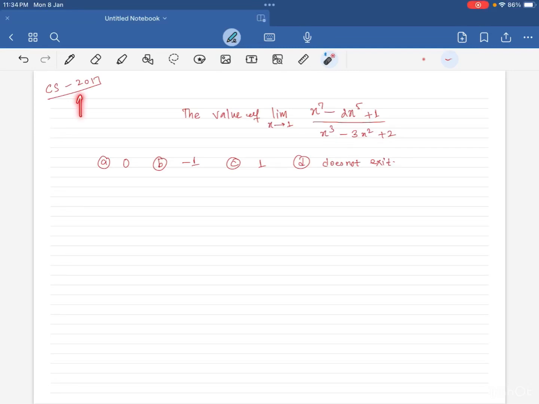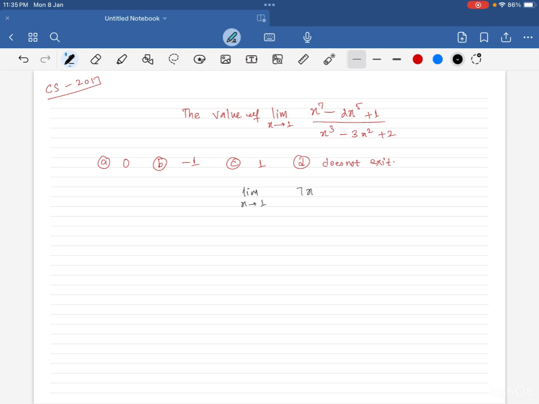So this question is from CS 2017. The question is from the limit. We have to evaluate this limit. If you put the 0 in this limit, then you are going to get the 0 by 0 form. What you can do is apply the L'Hopital rule, and after applying it, you will differentiate the numerator and denominator.